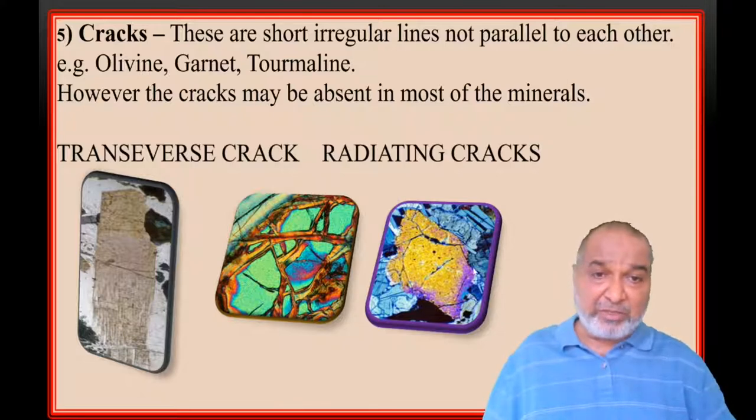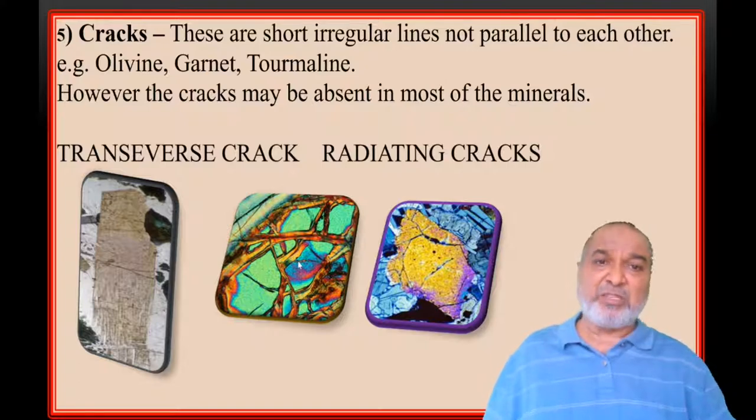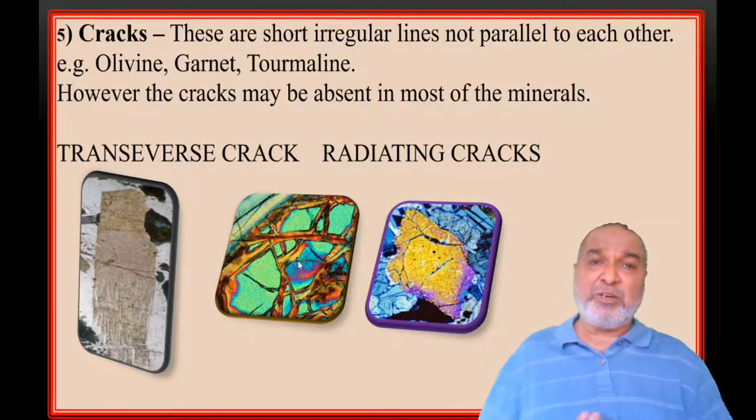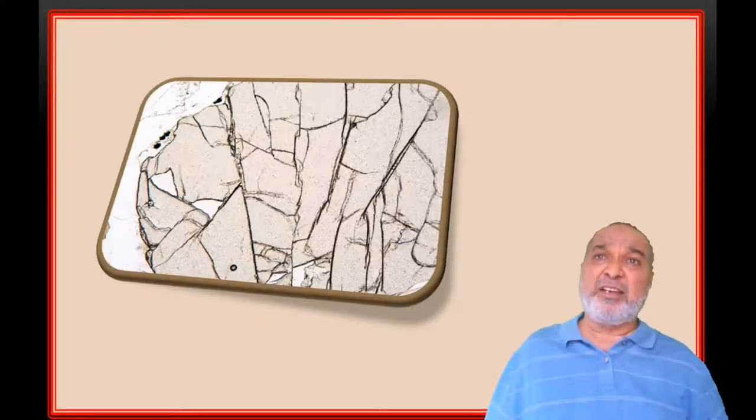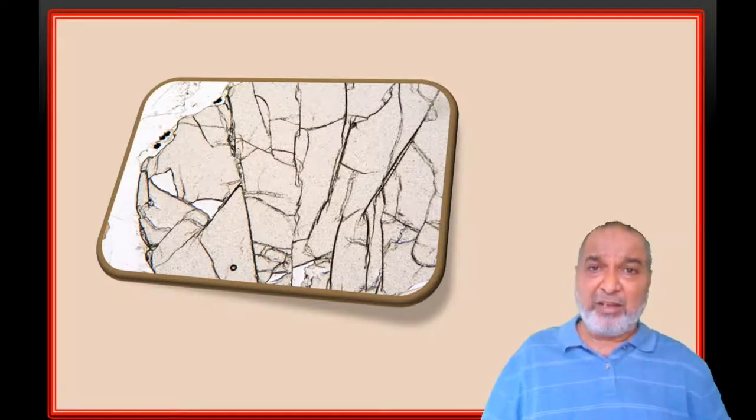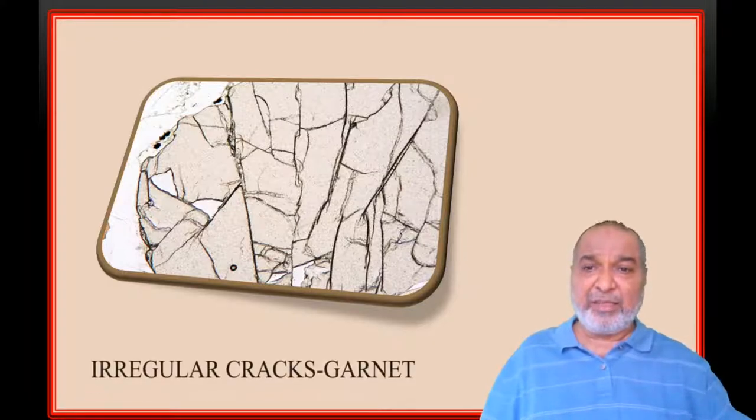Yes, here we have a polygonal shape, a big polygonal shape, and the cracks which are widening. So the transverse cracks and radiating cracks, these are two, and the third one is irregular cracks, where garnet is the best example, where all cracks are intersecting. So first one is the transverse crack, that is tourmaline. The next one is the radial crack, olivine is the best example, and the third one is garnet, that is the irregular cracks.